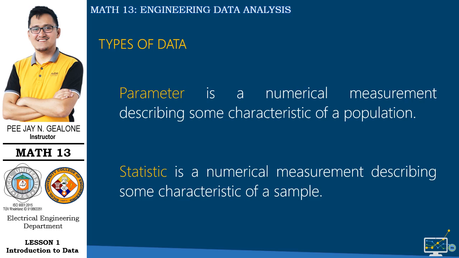Parameter, you'll notice here, based on the definition, is a numerical measurement based on the characteristic of the population. However, statistic is the numerical measurement describing the characteristic of the sample. It's very easy to identify. If the numerical measurement talks about the whole population, then it is a parameter. But when it talks about a specific sample, then that numerical measurement is called a statistic.